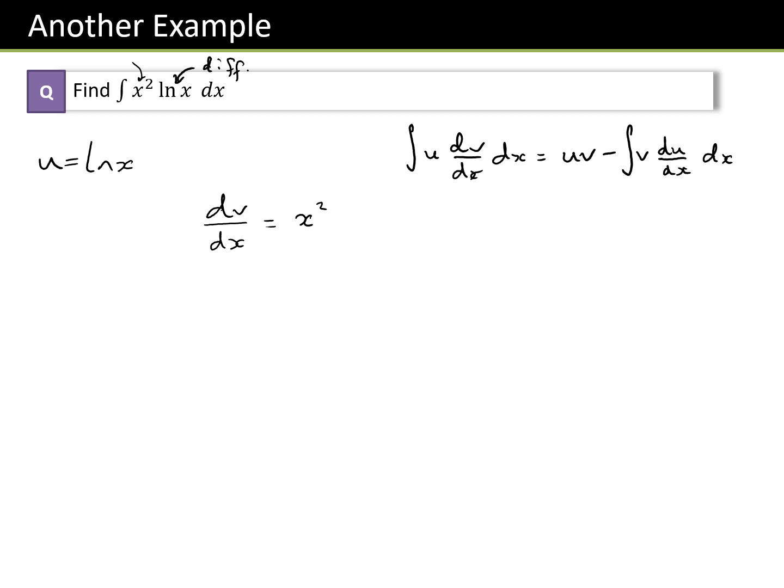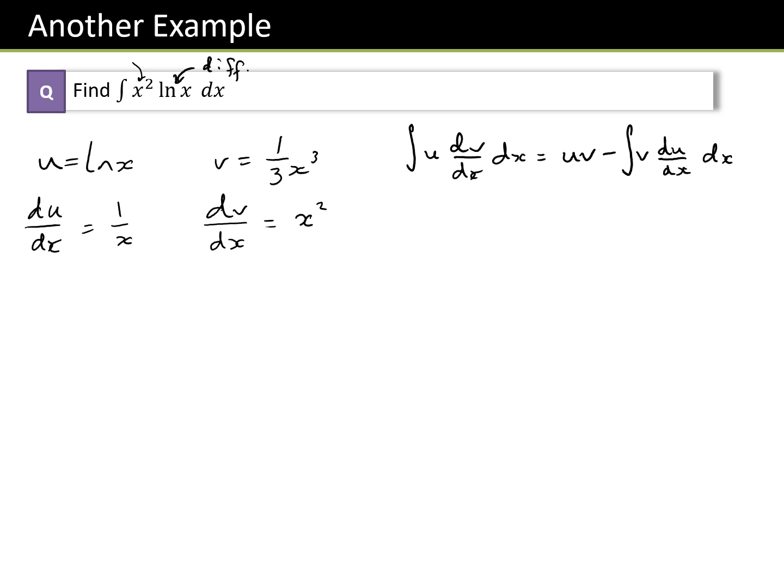As I've said, we've got u, we've got dv dx, we need a du dx, and we need v. So let's work them all out. U is natural log, so du dx is going to be this differentiated. Now, obviously, you can discuss it between yourselves if you want. What is the differential of natural log? 1 over x. The integral of x squared, a third of x cubed.